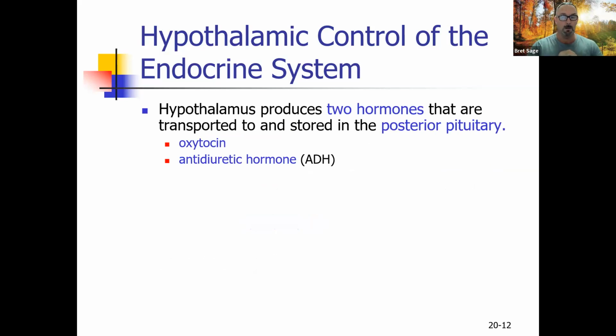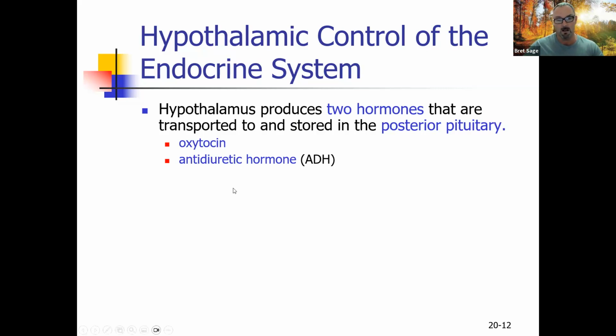Now, posterior pituitary is different. Posterior pituitary stores hormones from the hypothalamus and waits for a signal, whereas the anterior pituitary makes its own hormones and is waiting for a hormonal signal to release it. In the posterior pituitary, the hormones move down through the infundibulum and are stored there until a signal from the hypothalamus tells them to be released. It may not seem like a big difference, but physiologically, very different between anterior and posterior pituitary.